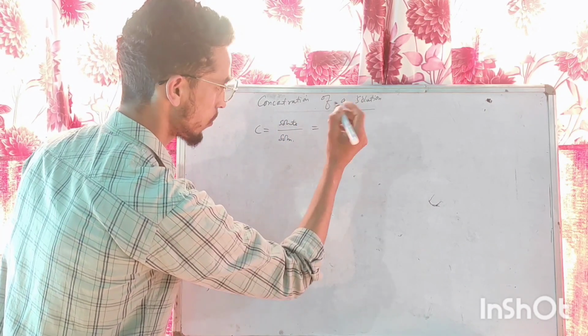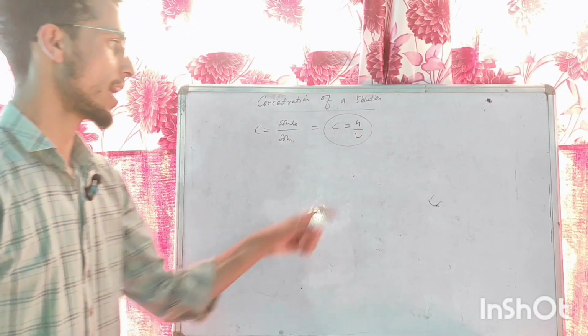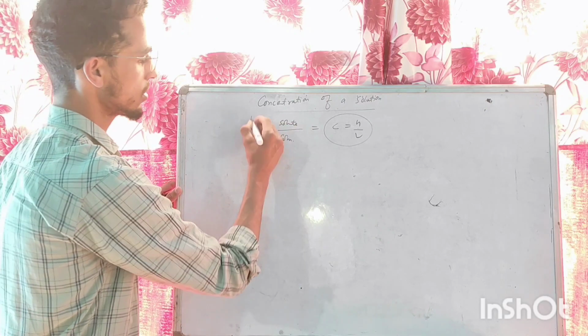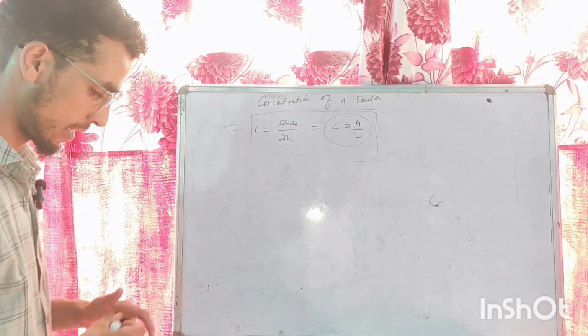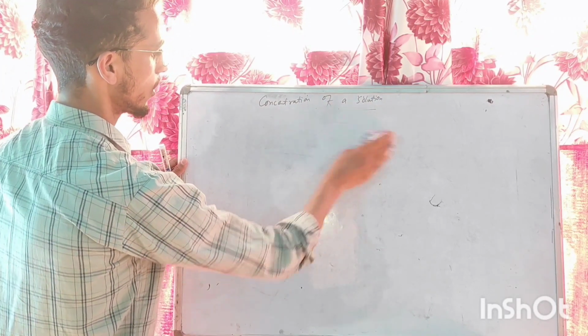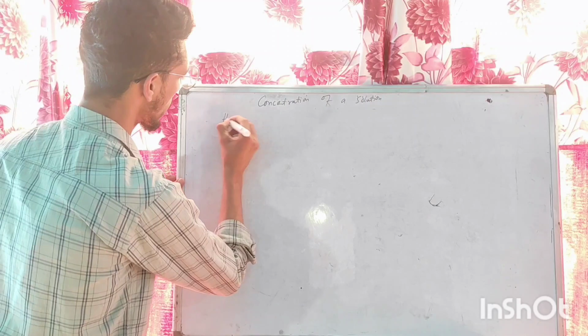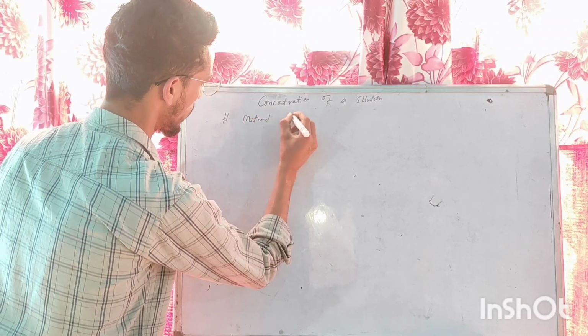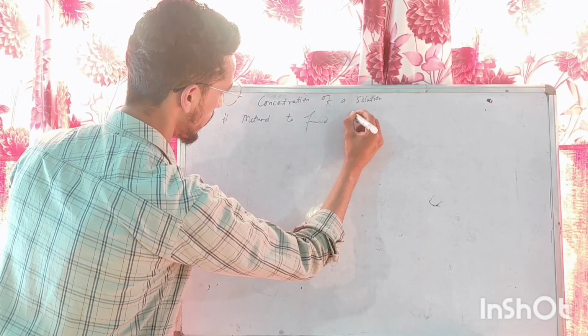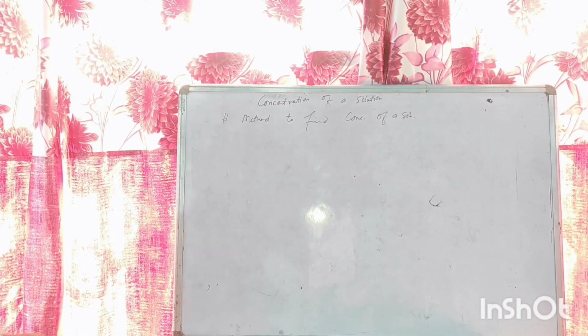In terms of moles, we can write C equals n by V, where n is the number of moles of solute and V is the volume of the whole solution. This is the mathematical expression for it. Now we will see some methods to find the concentration of a solution, in terms of percentage.